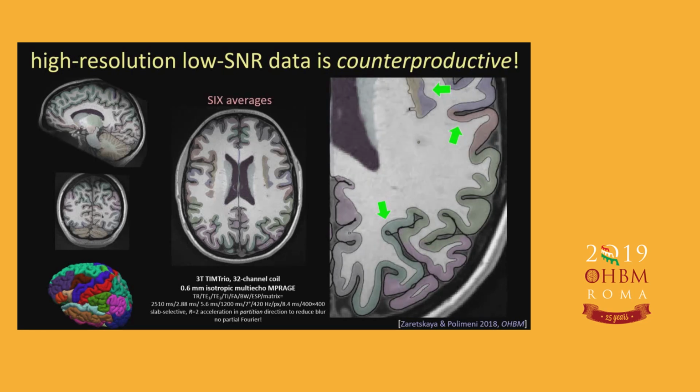So to address this, we averaged together 6 of these 600 micron acquisitions to bring up the SNR, and there we were much more happy with the accuracy of the surface placement. So what this tells us is that it seems the errors we were seeing before were really due to lower SNR in these high resolution data.